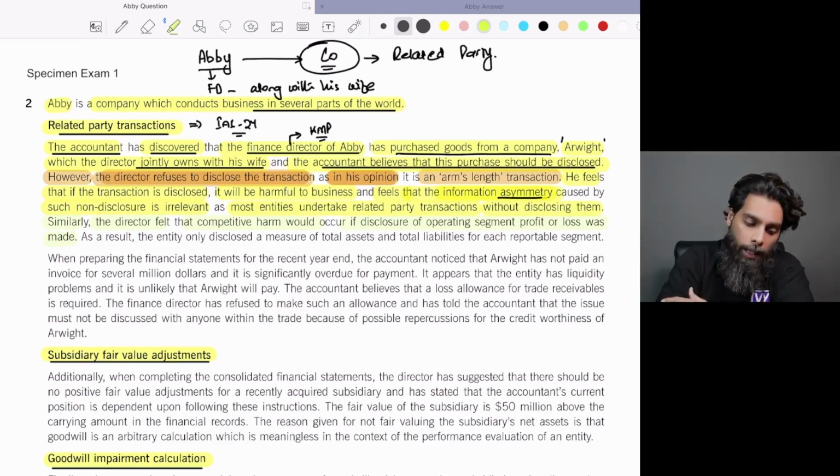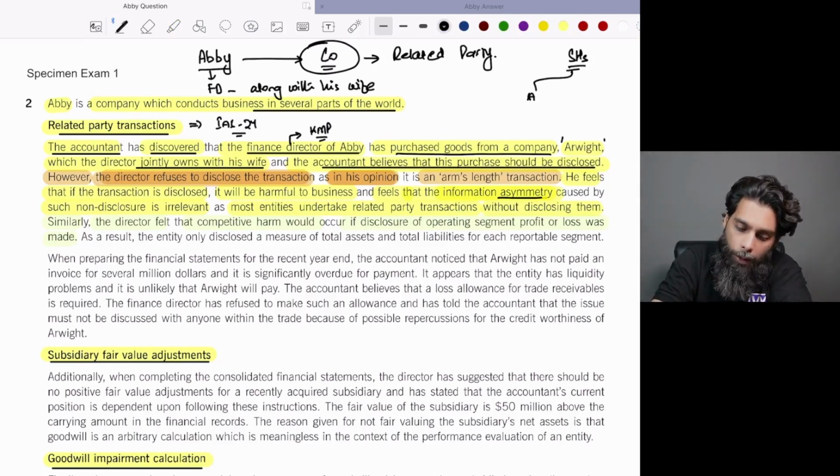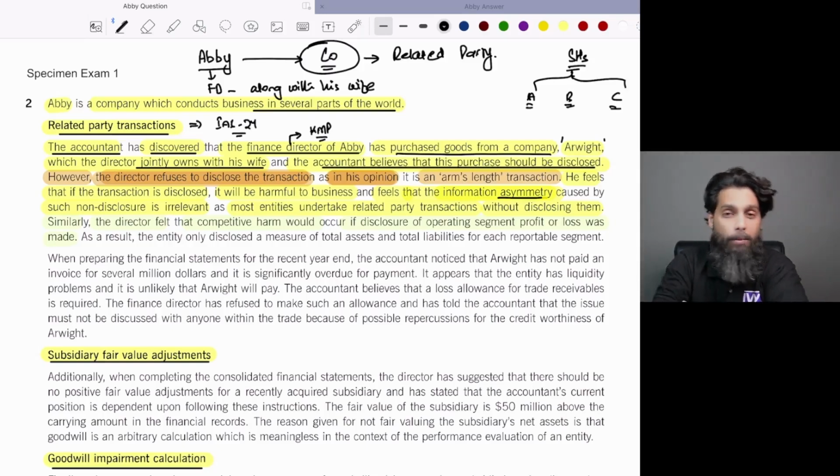So you need to clearly tell your shareholders how you are earning the money from A business, how much you are earning and how much profit or loss you are making. From B business, how much profit or loss you are making. From C business, how much profit or loss you are making.